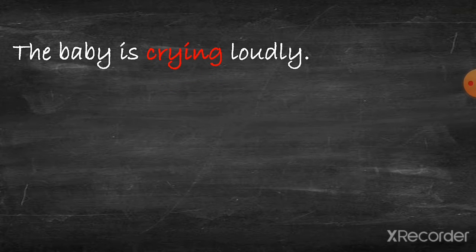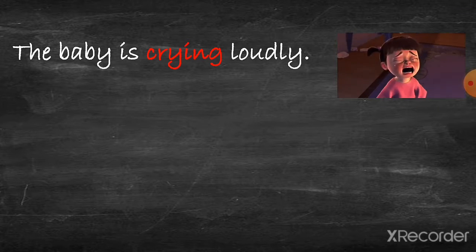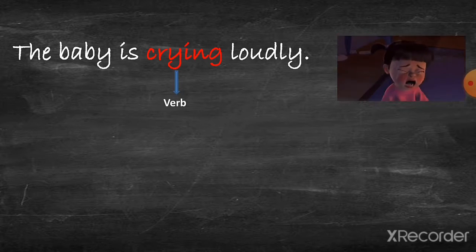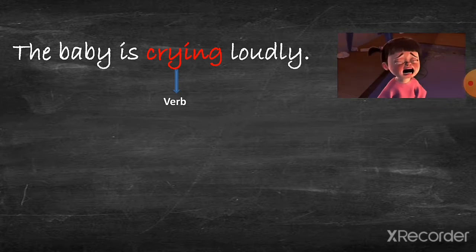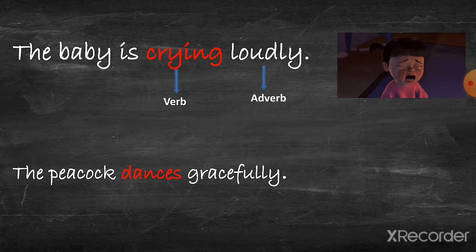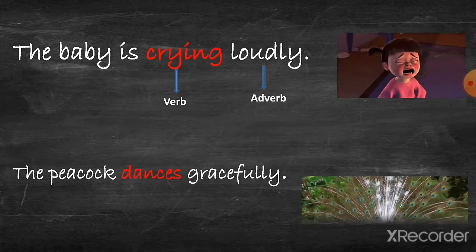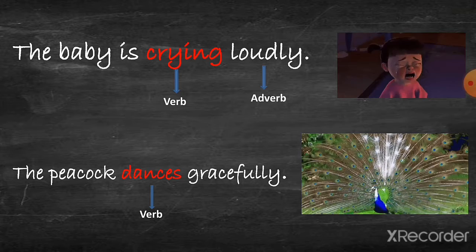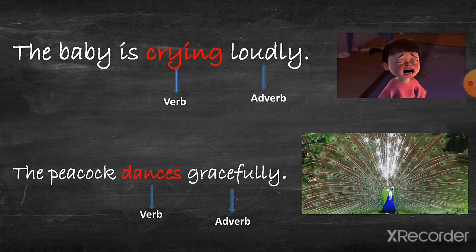Now we will see some examples. The baby is crying loudly. Now in this sentence, crying is the action. The baby is crying. But how is the baby crying? The baby is crying loudly. So in this sentence, crying is the verb and loudly is the adverb. The peacock dances gracefully. Now in this sentence, dances is the verb and gracefully is the adverb.